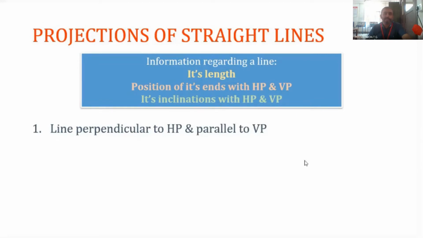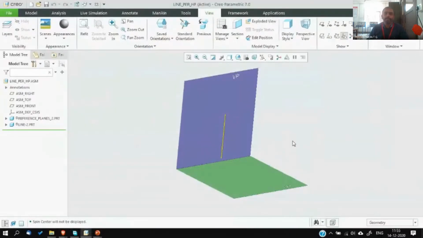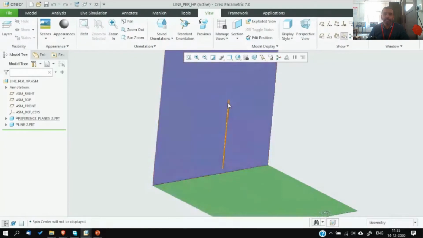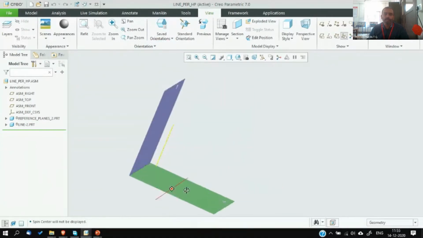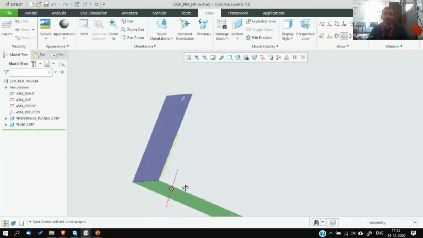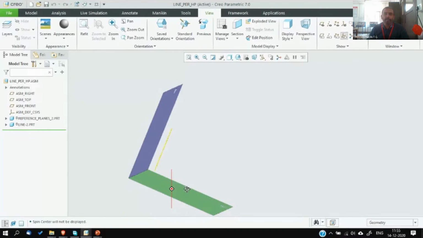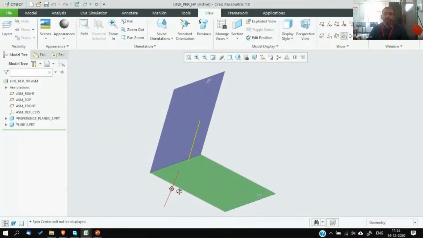That is a line which is perpendicular to HP and parallel to VP. This is the condition. I hope you can see. This is the line, this yellow line. Yellow is the line. And you know, this is the green thing, that is the HP, and the blue thing is the VP that we normally consider. So this line is parallel to VP. Now it is parallel to VP and perpendicular to HP.